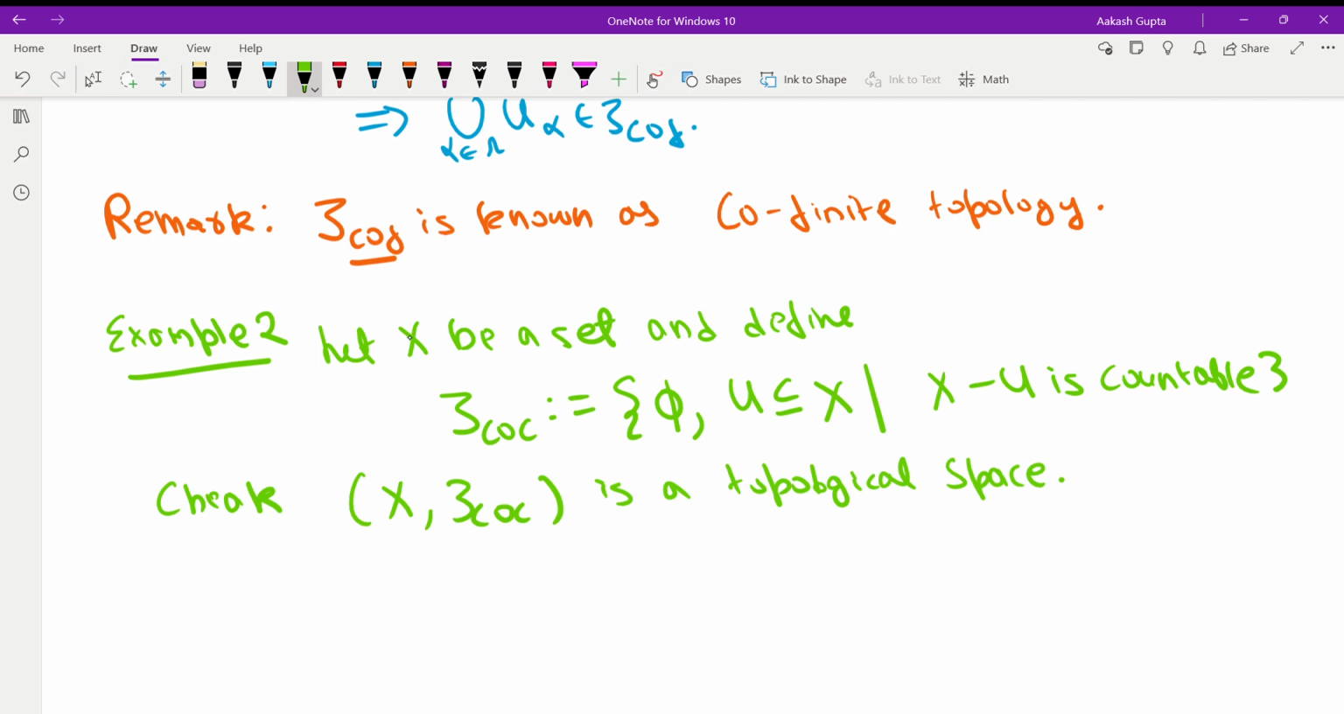And think about the name. What should be the name of this topology? Like in example 1, I am leaving that up to you to think what should be the name of this topological space. Okay, let me now proceed.